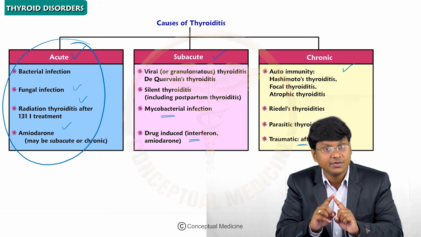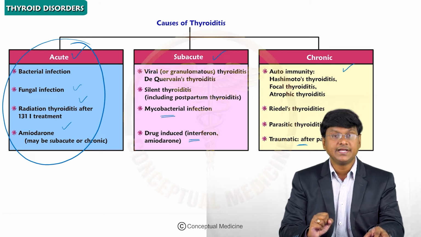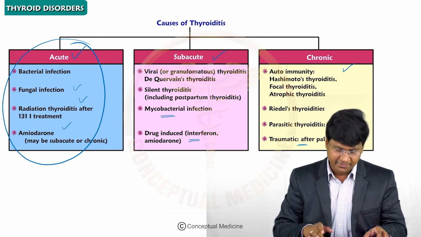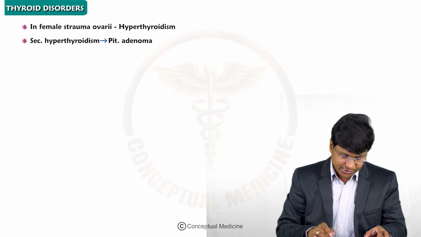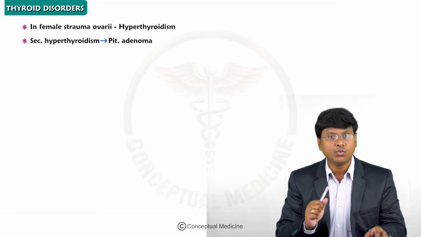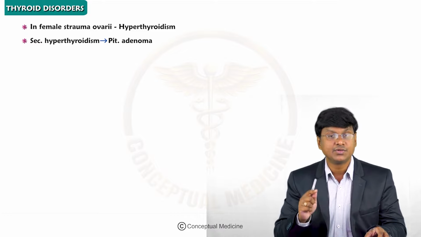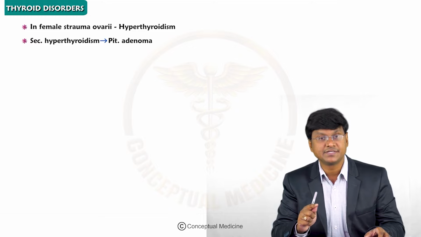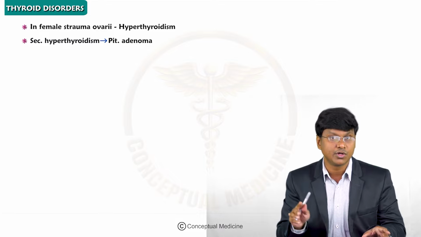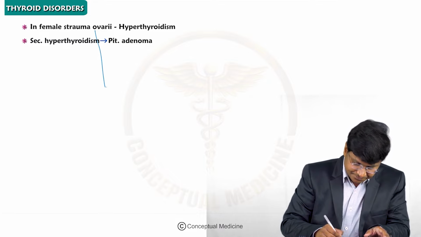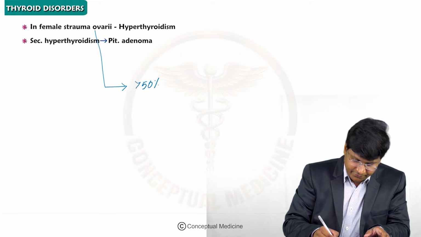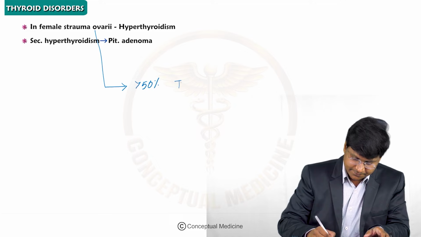Now, after having discussed thyroiditis causing hypo and hyperthyroidism, let me tell you, in females, there is a tumor of the ovary which can cause hyperthyroidism, right? And that particular tumor of the ovary which will cause hyperthyroidism in females is struma ovarii. Now, what is this struma ovarii? It is an ovarian tumor defined by the presence of thyroid tissue comprising more than 50% of the overall mass.